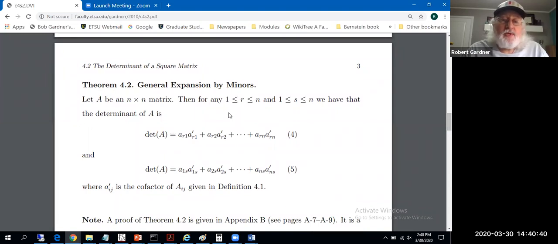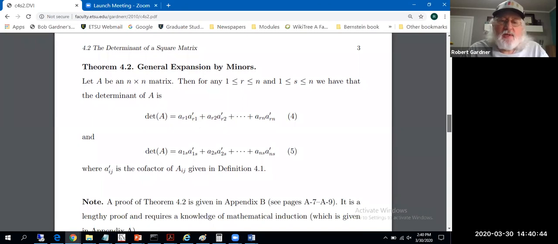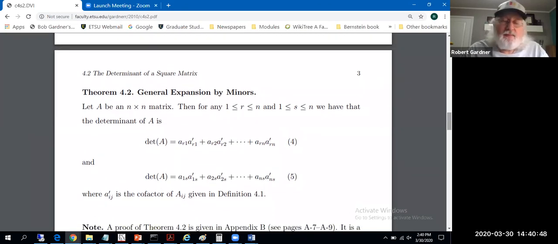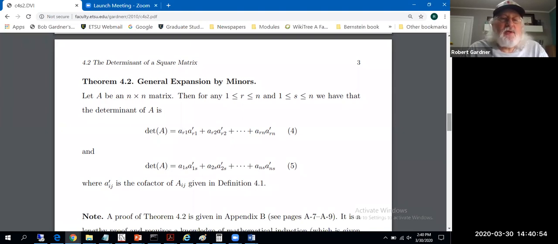Okay, theorem 4.2. I guess the proof of this is somewhere in the appendix. It's probably not for the faint of heart. It's based on mathematical induction, which is explained in an appendix as well. Anyhow, the statement is, we'll take it as given. Let A be an n by n matrix. Then if we take any r between 1 and n, and any s between 1 and n, we have that the determinant of A can be computed like this or like this.